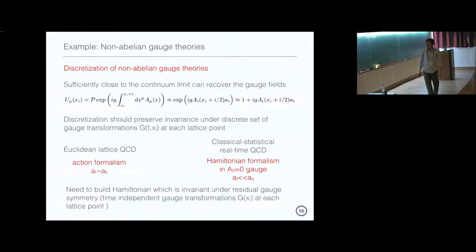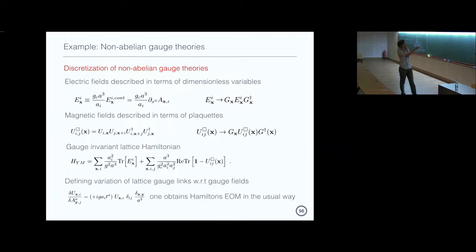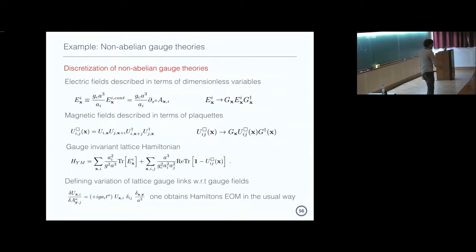Okay? So the task then becomes to build a Hamiltonian which is at least invariant under the residual gauge symmetry, which is that of time-independent gauge transformation at each lattice site. Okay, so how is this done? How is this then discretized? So in the Hamiltonian formalism you have fields and momenta usually, right? So in this case the conjugate momentum variables are given by the electric fields, and you multiply them by powers of the gauge coupling and some powers of the lattice spacing to essentially make them dimensionless. And so under these time-independent gauge transformations, they basically just transform under the adjoint representation.